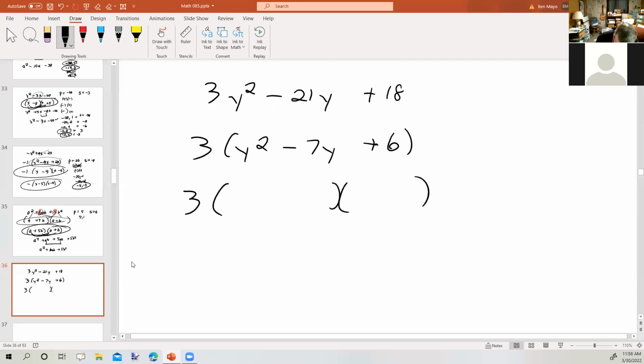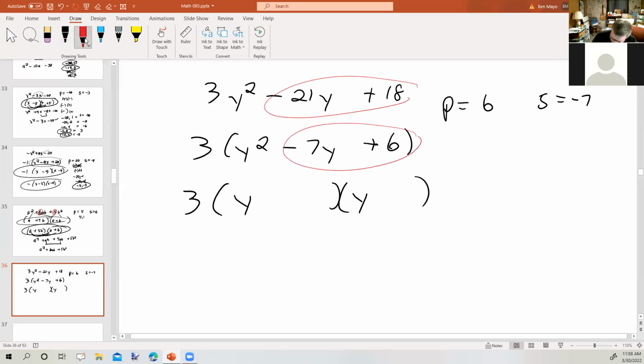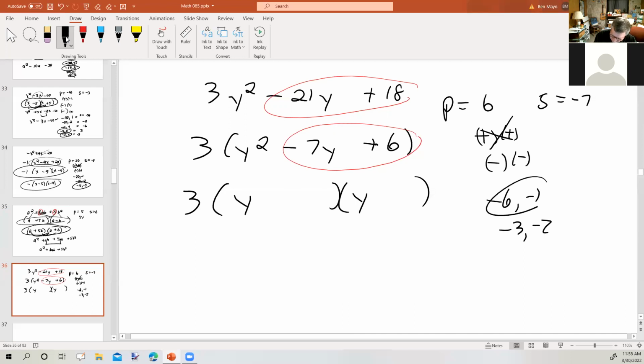So the y squared gets split up, y and y. The product is 6. The sum is -7. Notice again, I'm not looking up here now. I'm looking at these numbers to get my 6 and -7. Okay. Well, a product that's positive has to be positive times positive or negative times negative, but the sum can't be negative if there's two positives. So there have to be two negatives. Well, there it is. I didn't even need to try that one, did I?